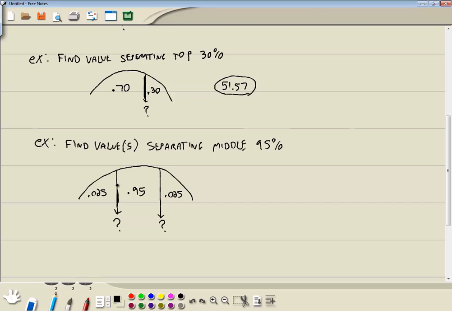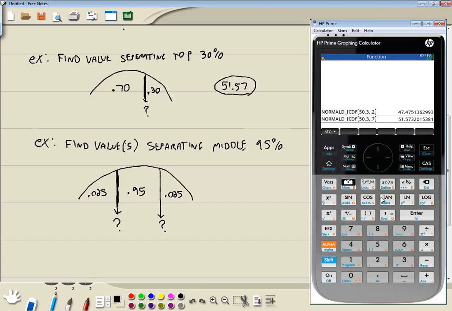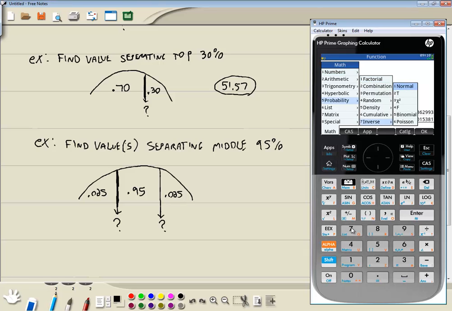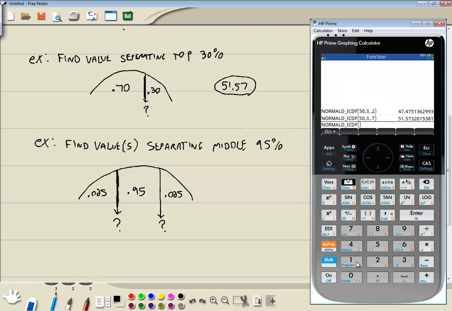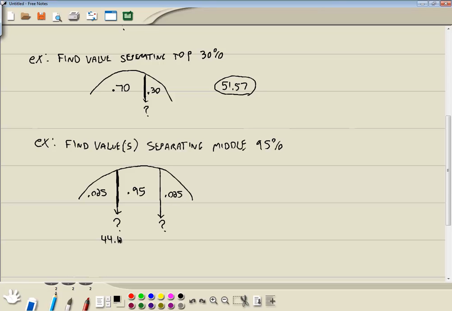So let's find this one on the left first. If I look at it, the area to the left of it is 0.025. So let's go plug that in. Same mean, same standard deviation. Okay, so I'll do my toolbox, choose 5 for probability, choose 7 for inverse, and choose 1 for normal. The mean, which is still 50, comma, standard deviation, which is 3, comma, the area to the left, which would be 0.025. And then we'll press enter. And we get 44.12. So this one is 44.12.